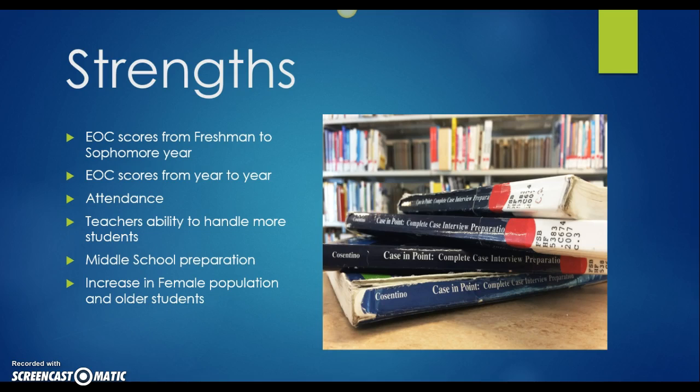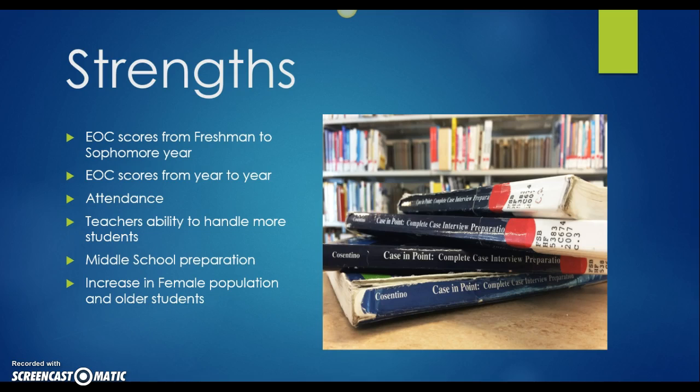Our attendance is a big deal. Jumping in attendance, obviously, I think leads to jumping in EOC scores because of the students being in the school. An interesting thing I'd like to bring up is the teachers' ability to handle more students. We had a jump in the number of students at the school over the past 5 years, and the teachers were able to handle it. We were not able to get new teachers to come in, but we had to increase the class sizes, which meant that teachers had to use better strategies for the students so they were able to get to them.